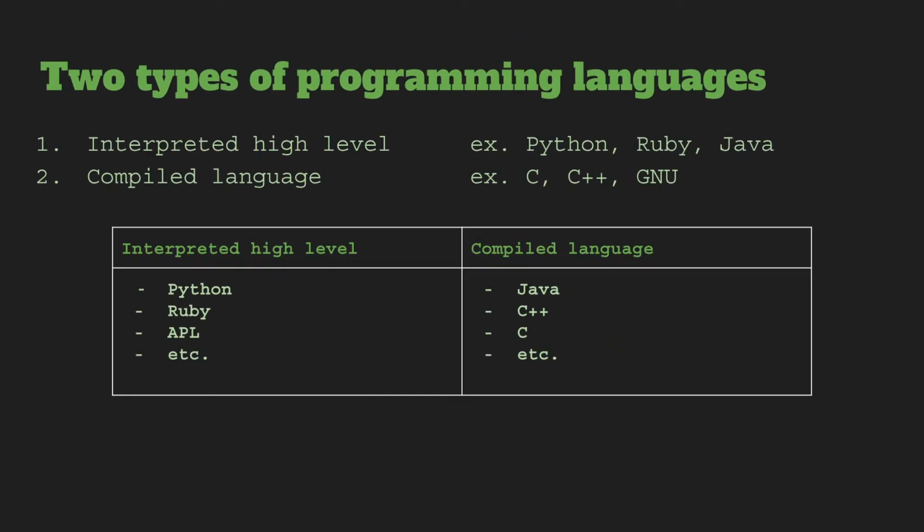The two types of programming languages are interpreted high-level programming language and compiled language. Some examples of an interpreted high-level programming language are Python, Ruby, APL, and more. Some examples of a compiled language are Java, C++, C, etc. So let's see what the difference is between an interpreted high-level programming language and a compiled language.